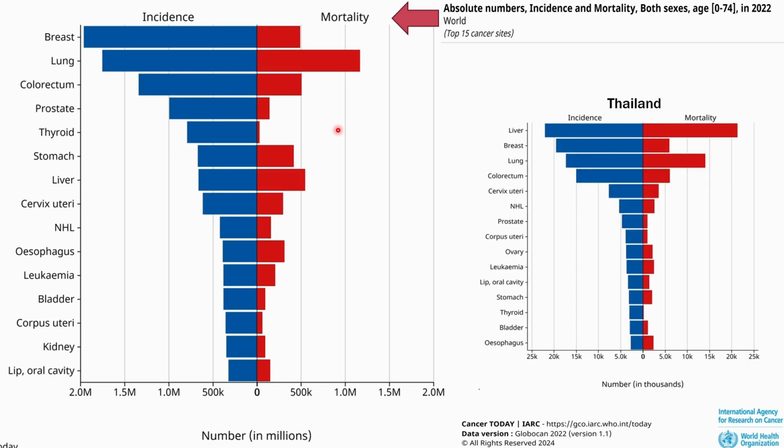If you look at the condition in Thailand, liver cancer has the highest mortality. You can see the incidence and mortality are almost exactly similar. The second most dangerous one is lung cancer. The second most highly reported one is breast cancer, but the highly severe one is lung cancer.